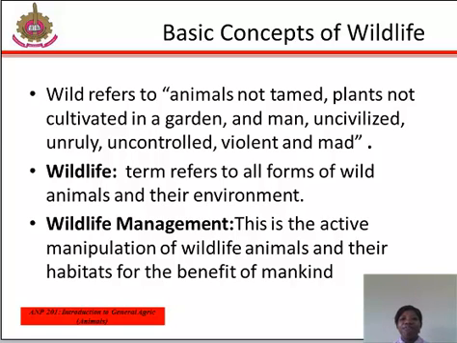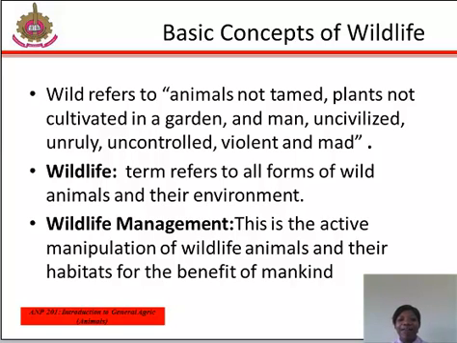We have wildlife management. This is the active manipulation of wildlife animals and their habitats for the benefit of mankind. Wildlife conservation. This practice involves strategies for the protection and rational utilization of both the wildlife animals and their habitats.